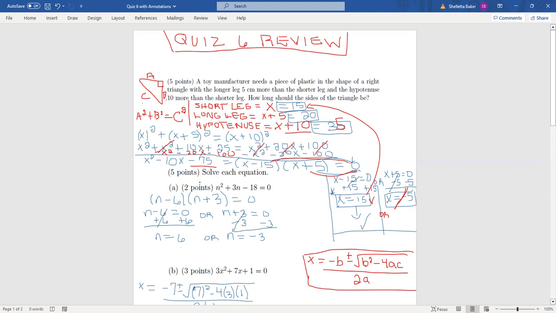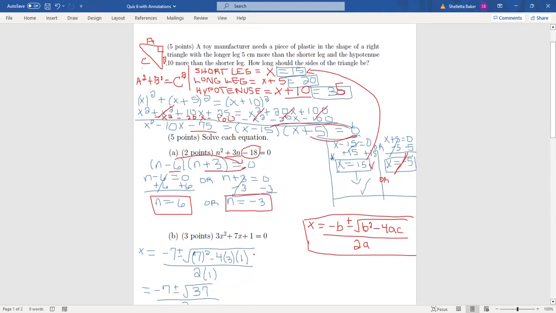All right, the next question we want to solve will have n squared plus 3n minus 18. And we need to find two numbers with a product of negative 18, but a sum of positive 3. And we use negative 6 and positive 3. We take each of these factors and set them equal to 0 and solve. So n minus 6 equals 0, or n plus 3 equals 0. We add 6 to get n equals 6, or we subtract 3 to get n equals negative 3. So n equals 6 or negative 3.